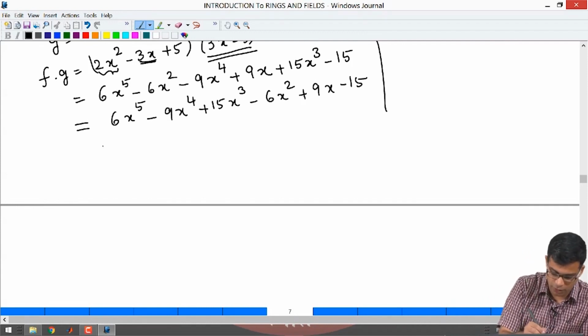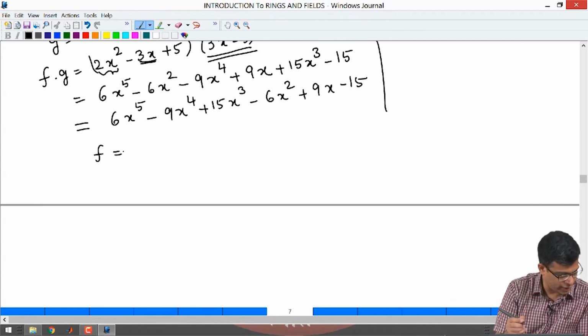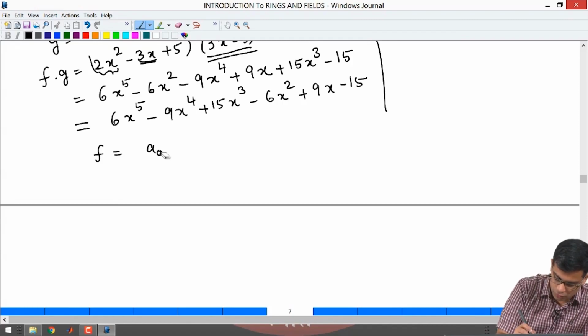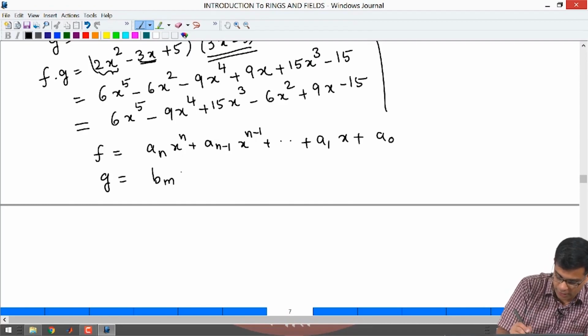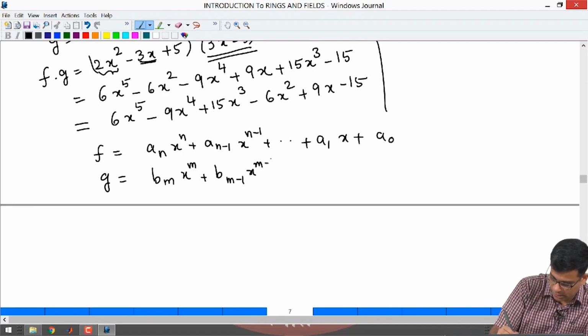So, the general formula. For that let us write f as a_n x^n plus a_(n-1) x^(n-1) all the way up to a_1 x plus a_0, and g as b_m x^m plus b_(m-1) x^(m-1) all the way up to b_1 x plus b_0.